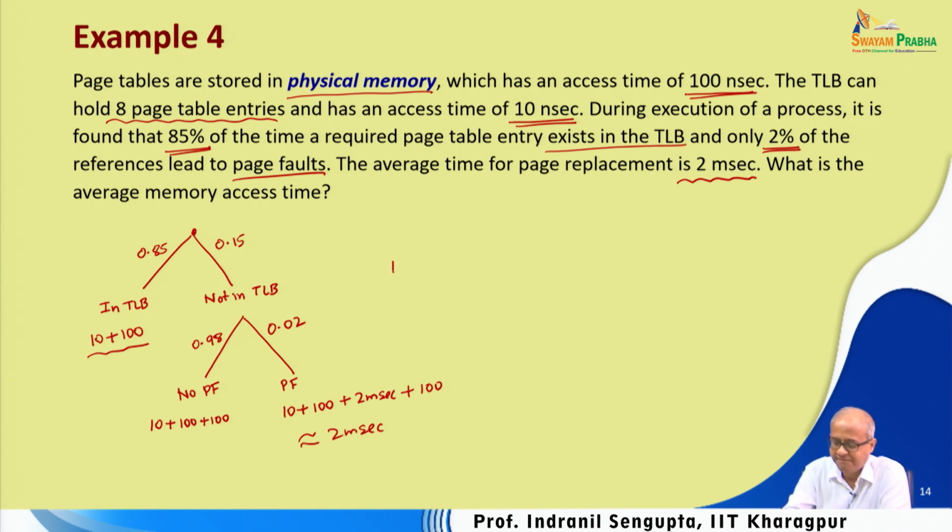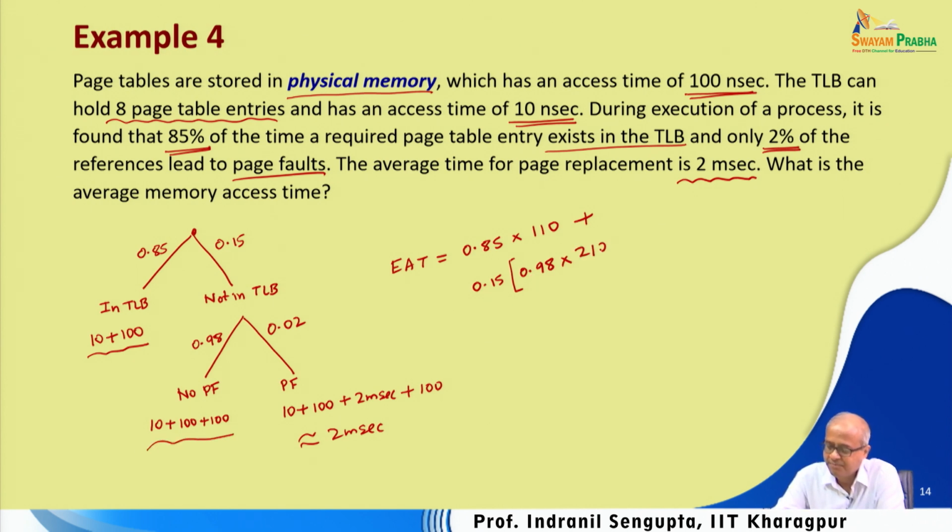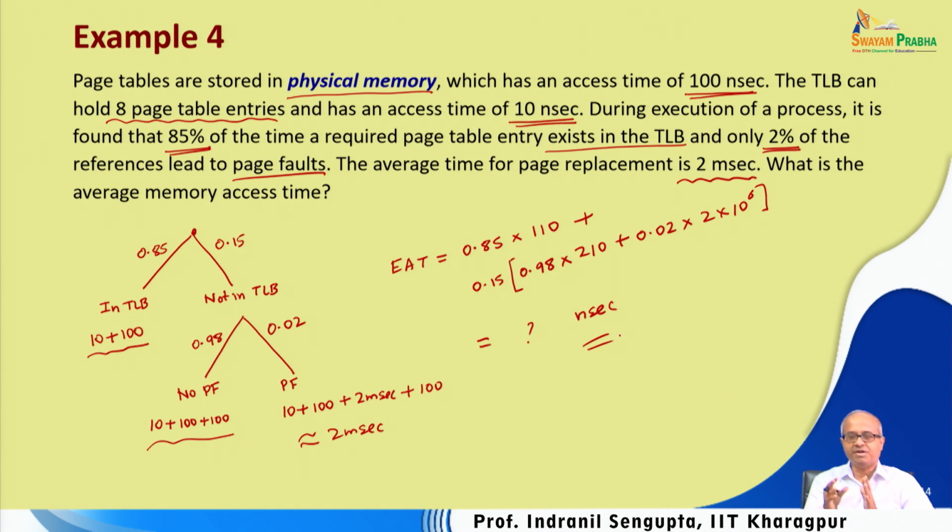So, here your effective address access time will be, just follow this diagram, 0.85 multiplied by 110, 10 plus 100, plus 0.15 into, there are two possibilities, 0.98 multiplied by, this is 210, plus 0.02 multiplied by 2 milliseconds, means 2 into 10 to the power 6. Find out what is the value, that will be your effective access time, and this will come in nanoseconds, right. So, this is how you can approach the problems related to demand paging, which can involve TLB, which can involve page faults. It is always better to draw this probability diagram first, this tree structure first.